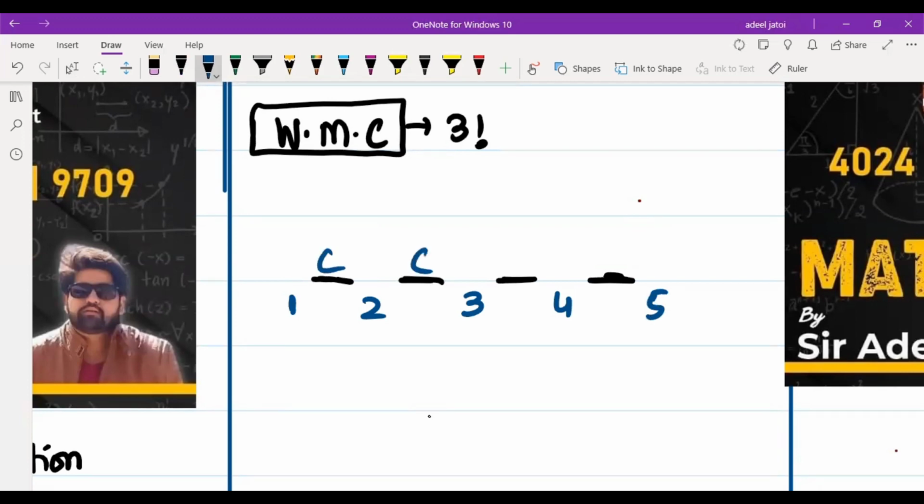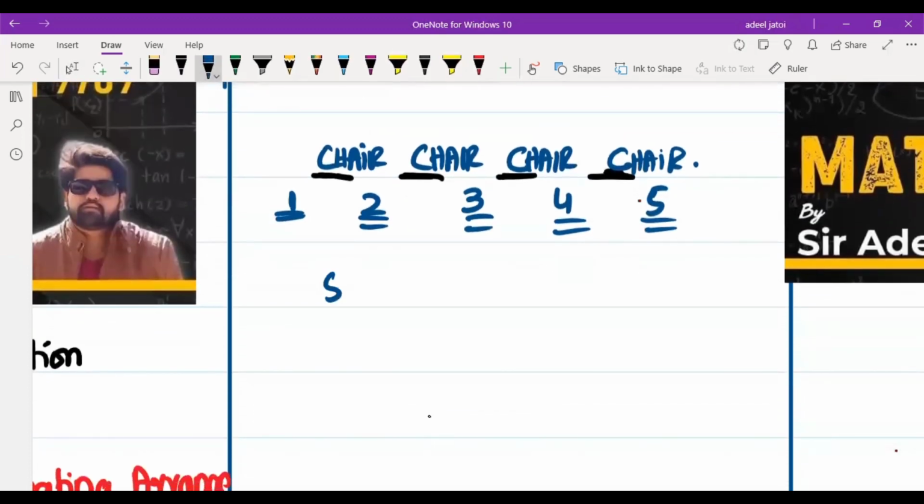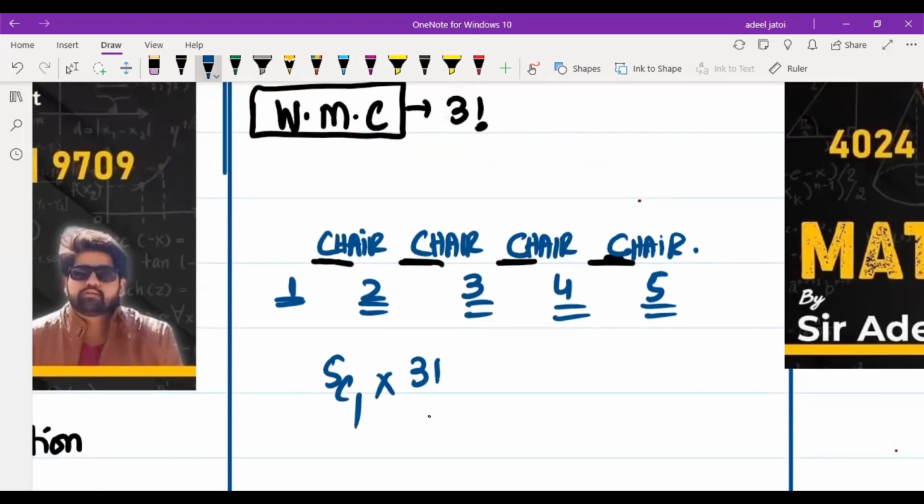This is your chair, chair, chair, and chair. How many chairs do we have? We have 4 different chairs that are left. Now putting down the block in the gap, how many gaps do we have? We have 5 different gaps. So putting down block, so this should be 5C1. Putting down block in one of the gap, 5C1 into your 3 factorial of the block.